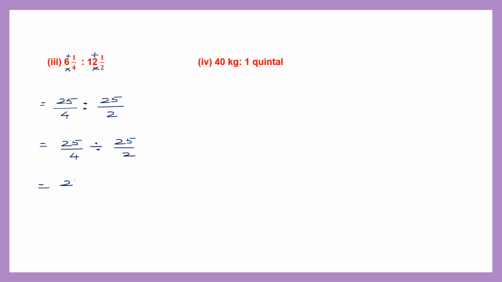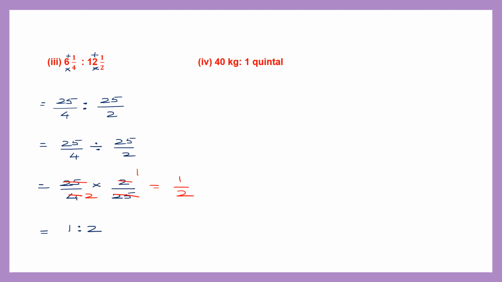So let's do that. 25 by 4. Division becomes multiplication. 25 by 2, we write the reciprocal, 2 by 25. Now we can cancel. I can cancel 25 and 25. I can cancel 2 and 4. 2 ones are 2, 2 twos are 4. So here what do I get? 1 by 2. I get 1 by 2, and this, when I write it in the form of a ratio, it is 1:2.